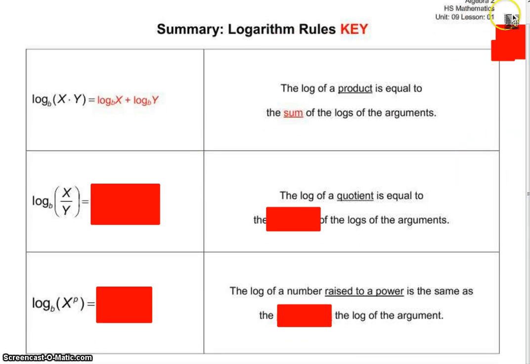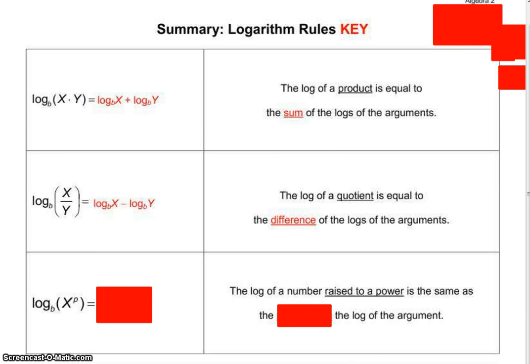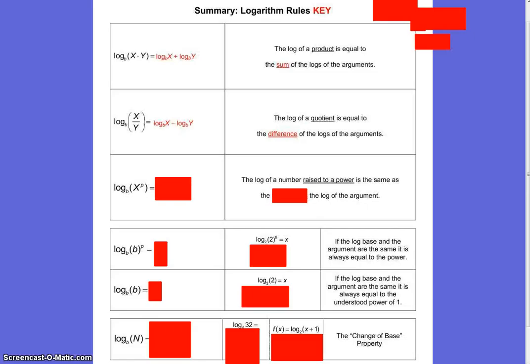When you have a fraction, it's like division, so the log of a quotient is equal to the difference of the logs of the arguments. Difference means subtract. So remember, a fraction is subtraction. This would become log base b of x minus log base b of y.